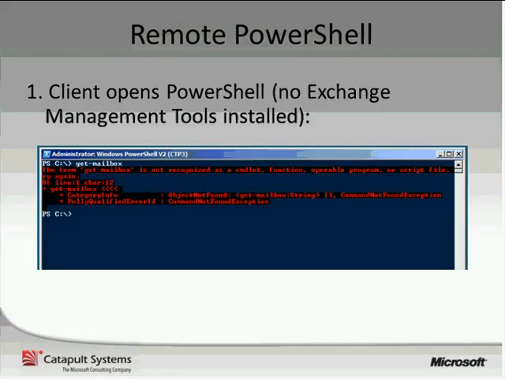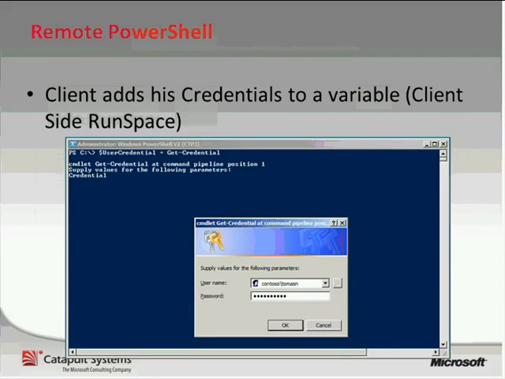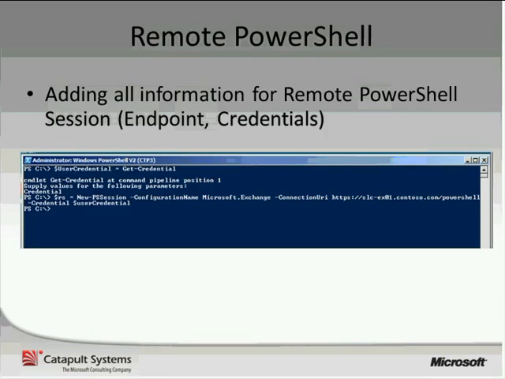All right. I open my PowerShell dialog. There are no Exchange Management tools loaded on my machine. I issue Get-Mailbox, and I get the term Get-Mailbox is not recognized as a commandlet. That's because I don't have the tools, the binaries, loaded on my machine. What I'll do next, I'll issue the Get-Credential command. That's the $UserCredential = Get-Credential. It pops up the dialog box. I enter in my credentials, and it stores it in that variable.